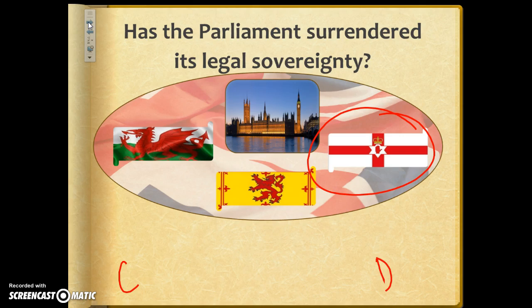This has happened before. This happened, I think, in 2003, when self-rule was suspended and direct rule from Westminster applied because they couldn't get their act together. Again, we can talk about that in class.